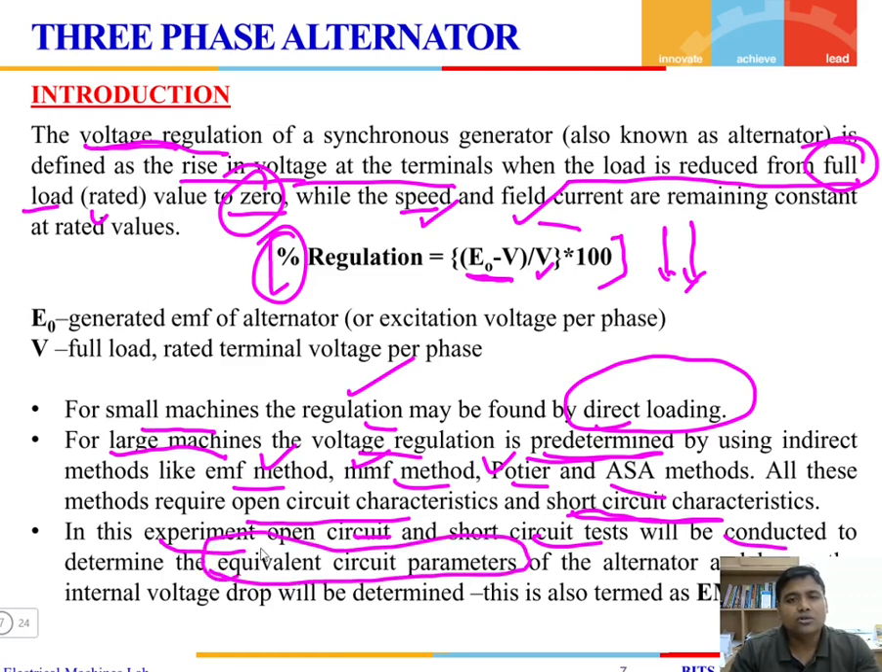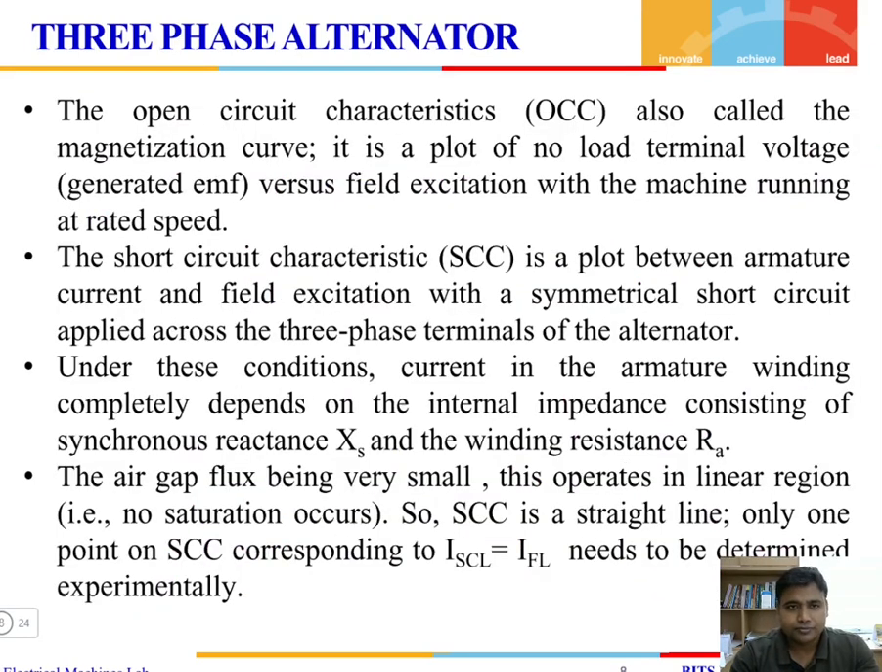First, by performing the open circuit and short circuit tests, we are going to find the parameters of the equivalent circuit of the alternator, and the internal voltage drop will be determined. This is known as the EMF method. So in the EMF method of determining the regulation of the alternator, first we do the open circuit test and short circuit test, then we find the equivalent circuit parameters, and from there we find the internal voltage drop.